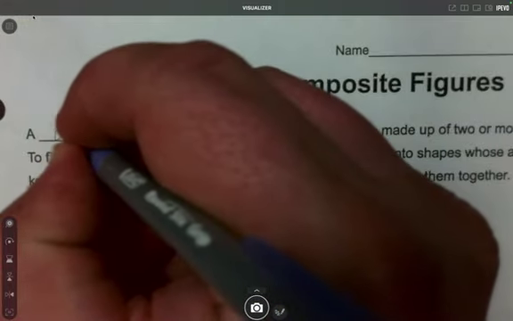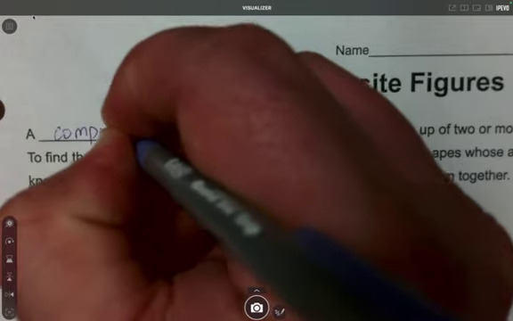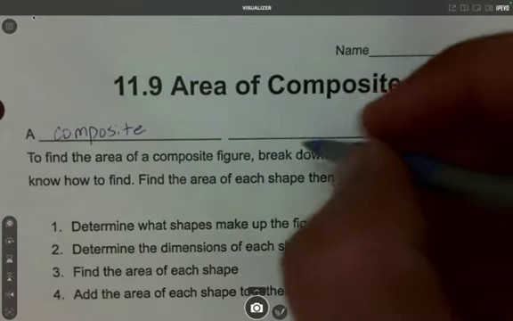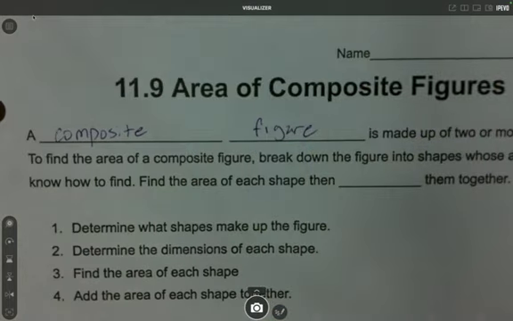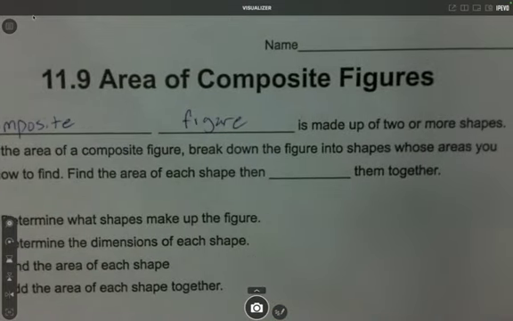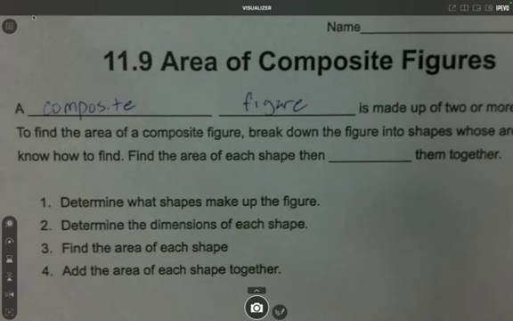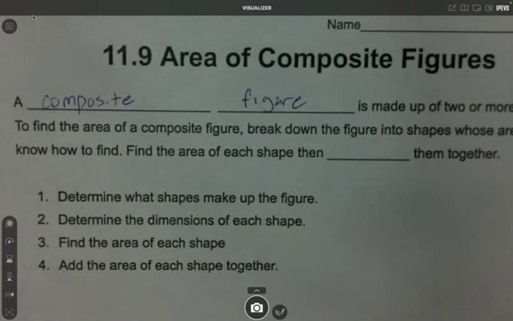A composite figure is made up of two or more shapes. So if you think about the word composition, it means you're putting things together. So composite is the same base word as that.